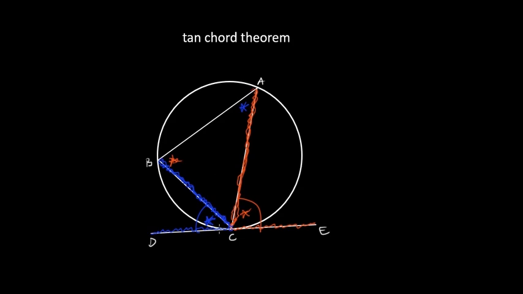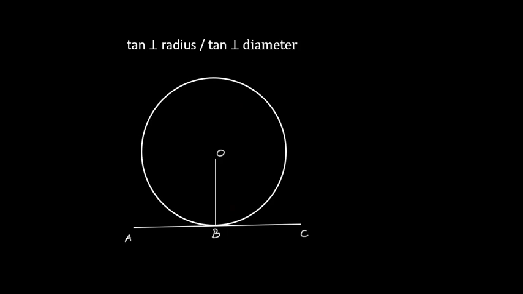So according to tan-chord theorem, angle C in triangle ACE equals angle B in triangle ABC. And angle C in triangle BCD equals angle A in triangle ABC. That's your tan-chord theorem. Another tangent theorem is tangent is perpendicular to radius.